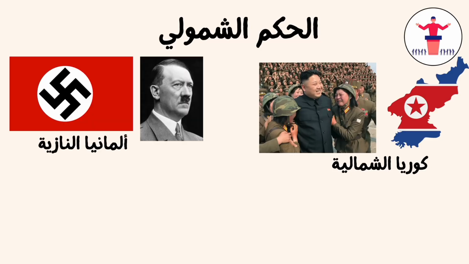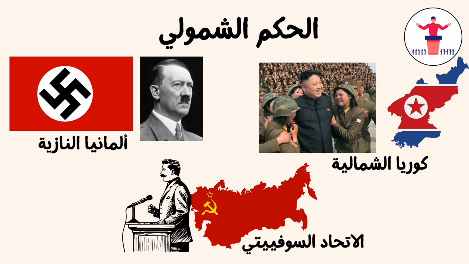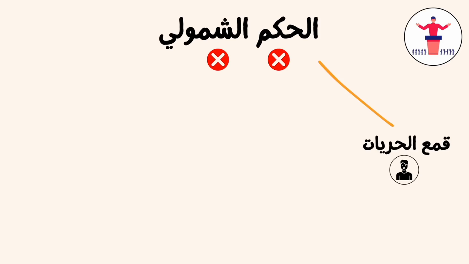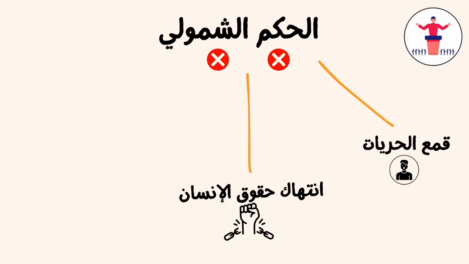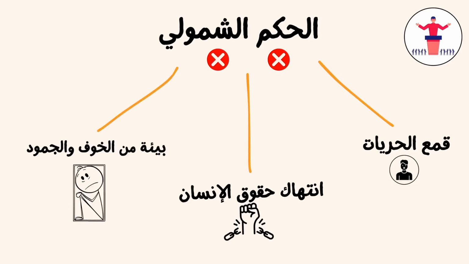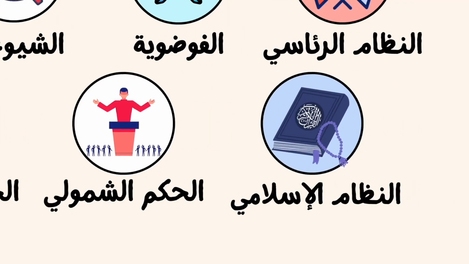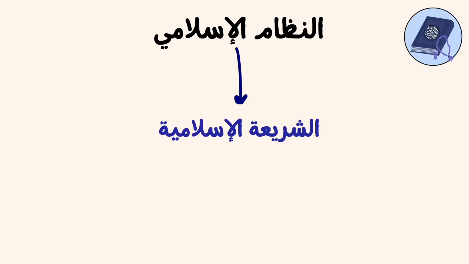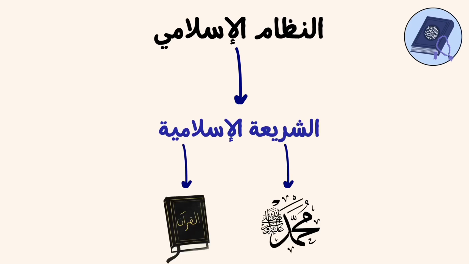North Korea is a clear example, along with Nazi Germany under Hitler and the Soviet Union under Stalin. Its biggest flaws are severe repression, lack of freedom, and human rights violations, which create a climate of fear and stagnation. The Islamic system is based on Islamic Sharia, derived from the Quran and Sunnah.